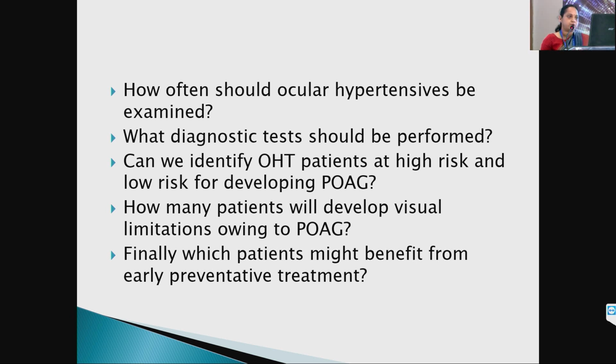The high prevalence of ocular hypertension and its progression to POAG raises several questions. How often should ocular hypertensives be examined? What diagnostic tests should be performed? Can we identify those at high risk and low risk for developing POAG? How many patients will develop visual limitations? And finally, which patients might benefit from early preventive treatment?